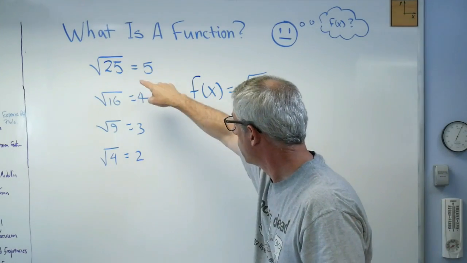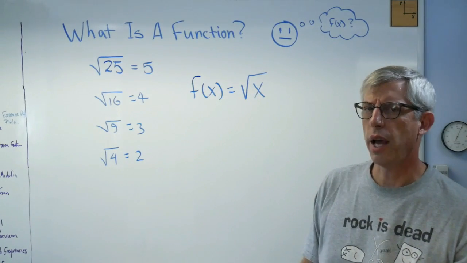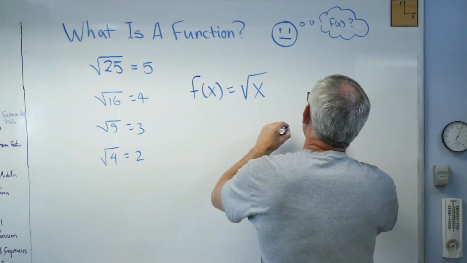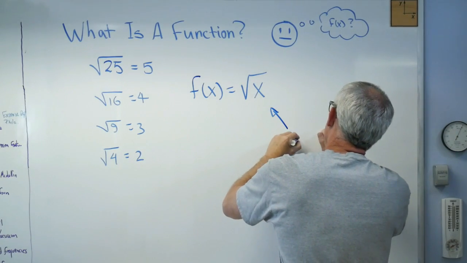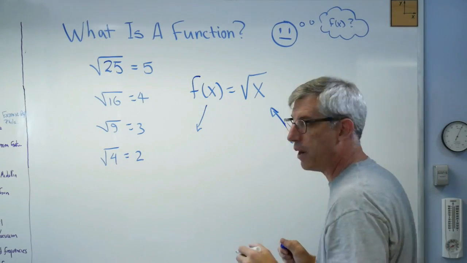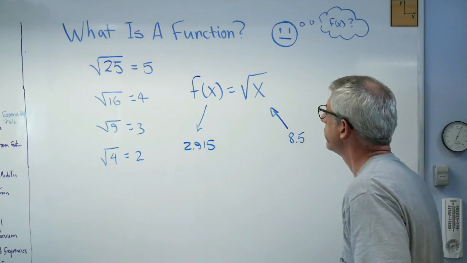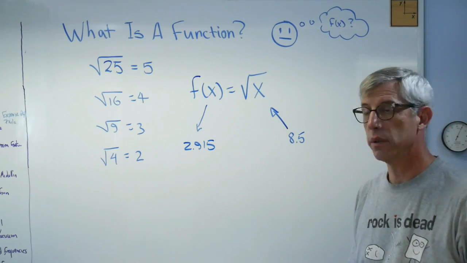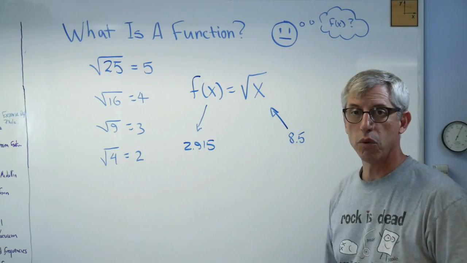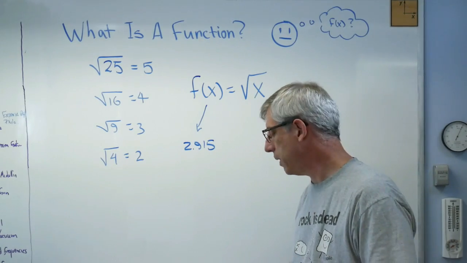So even though we wrote it out with integer numbers as the output, does it have to be that way? Of course not. I can put this number in. I can put 8.5 in, and what I get out is the square root of 8.5, which is about 2.915. Okay, that's the square root of 8.5. So any number can go in and its square root will come out. Because this is a general idea, it works for all numbers.